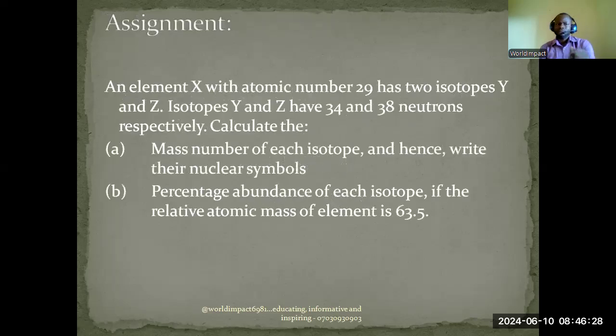You have this assignment to do. An element X with atomic number 29 has 2 isotopes, Y and Z. Isotopes Y and Z have 34 and 38 neutrons respectively. Calculate A, the mass number of each isotope, and hence write the nuclear symbols. And B, the percentage abundance of each isotope, if the relative atomic mass of the element is 63.5. Sure you have copied that question?